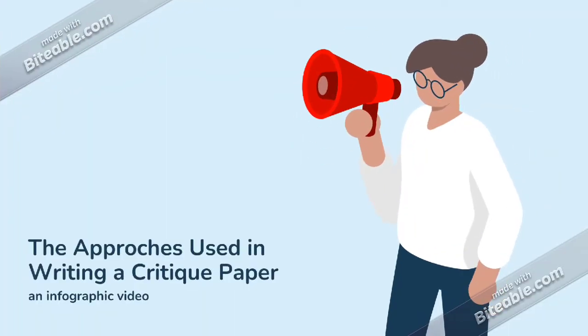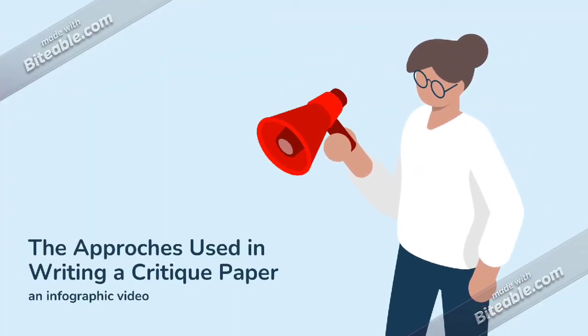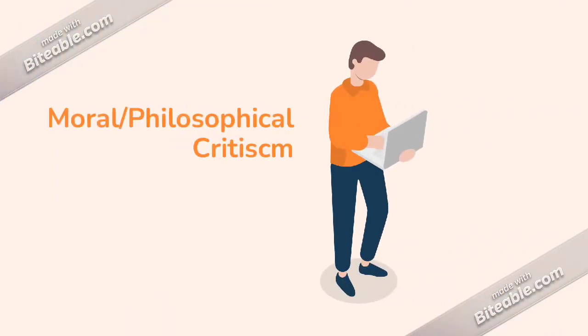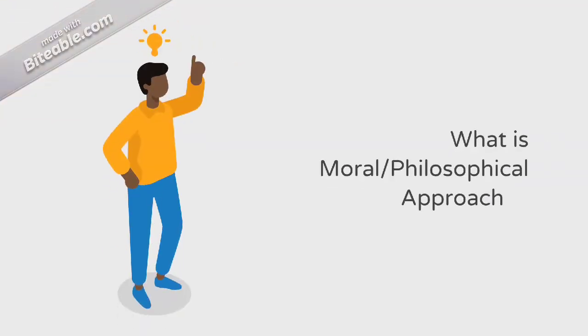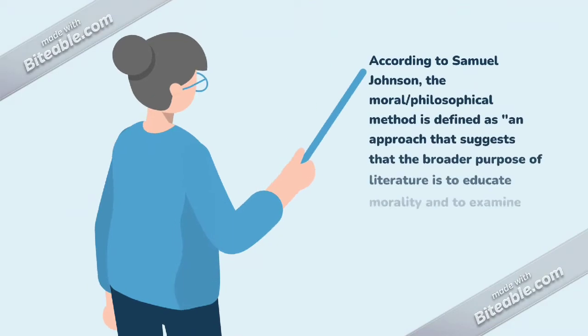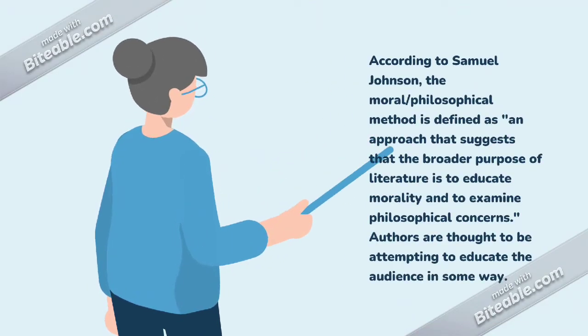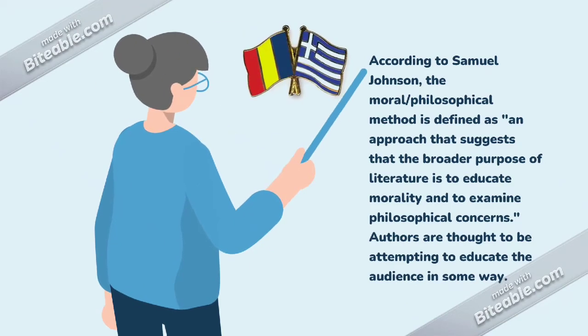Three approaches used in writing a critic paper: an infographic video. Moral or philosophical criticism. Let us define first what is the moral or philosophical approach in writing a critic paper. Moral or philosophical approach is one of the oldest approaches, used by the Greeks in Roman times.